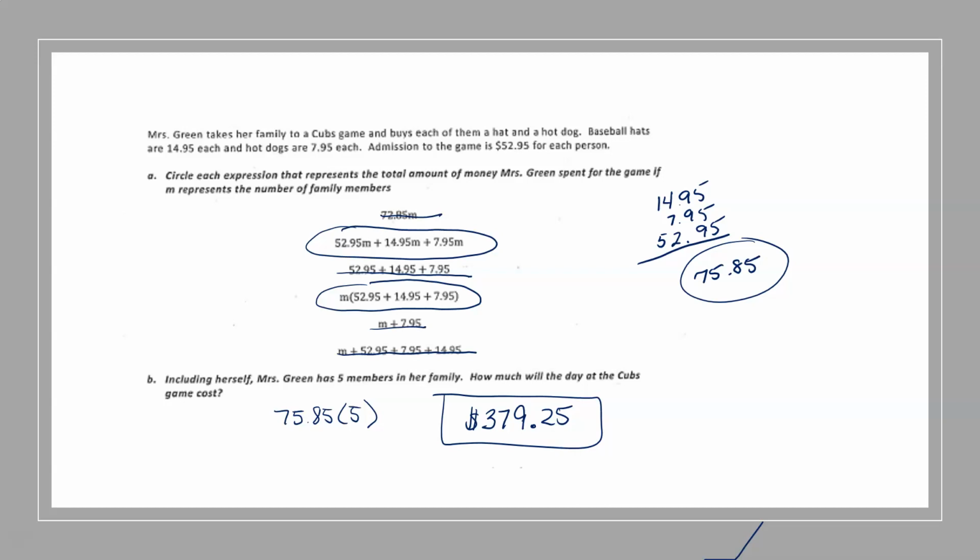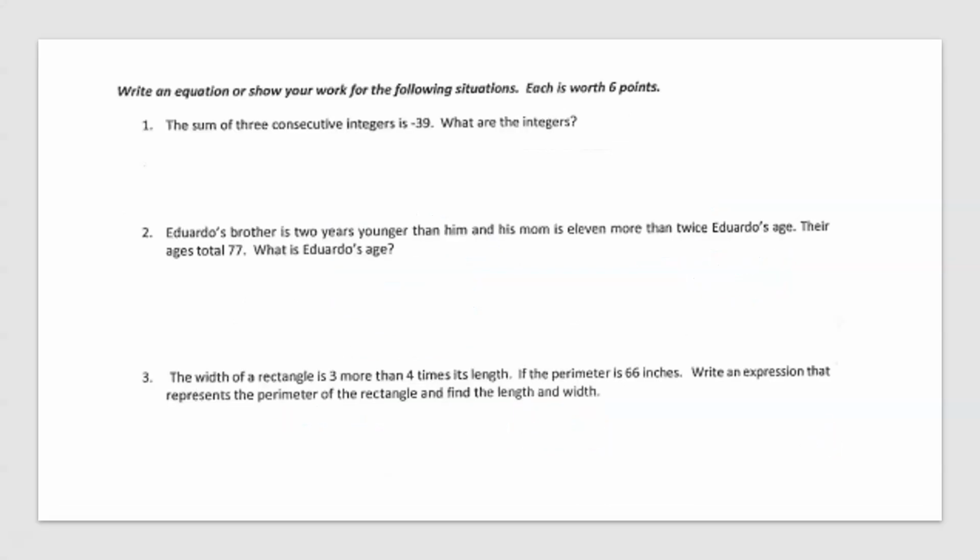All right, moving on. I think we have time for one more. The sum of 3 consecutive integers is negative 39. What are the integers? These consecutive integer problems are all set up the same. So here is my first one. And then if you add 1 to that, you get your second integer. And if you add 2 to the first one, you're at your third integer. And then they all equal negative 39.